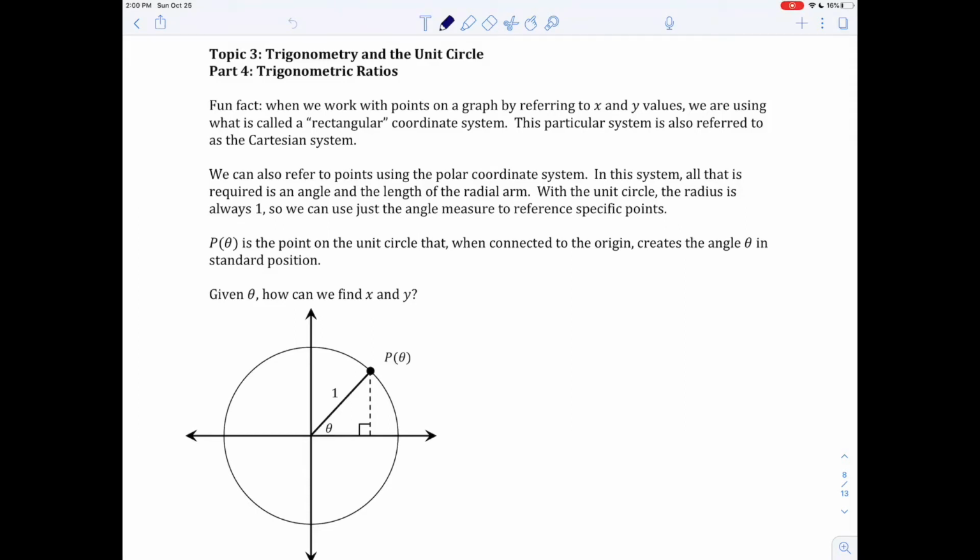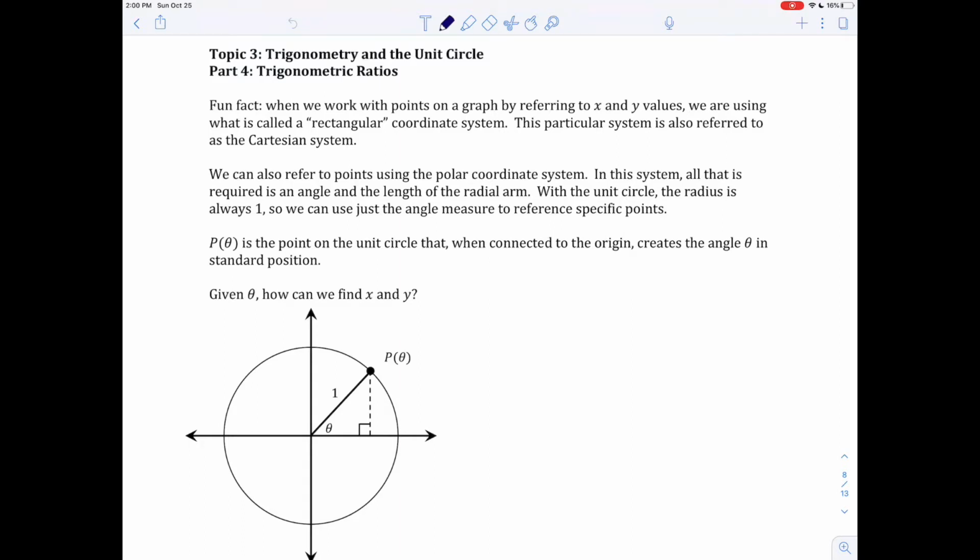In today's episode of Trigonometry in the Unit Circle, we're going to look at trigonometric ratios. You have, in the past, encountered things like sine, cosine, and tangent. We'll see a few more today, the secondary trig ratios, I guess. But we'll also look at how those are connected to points on the unit circle.